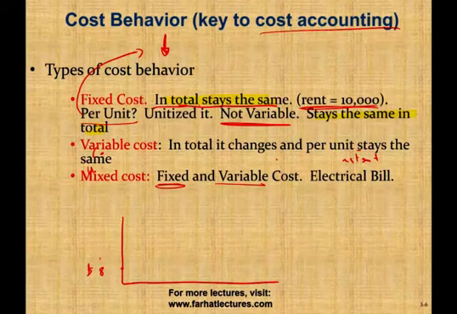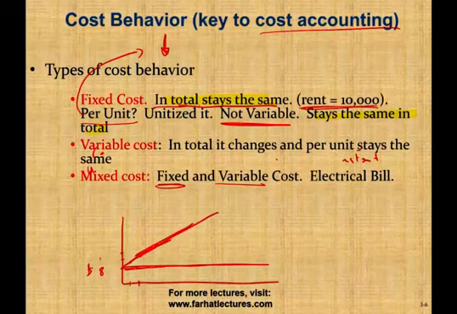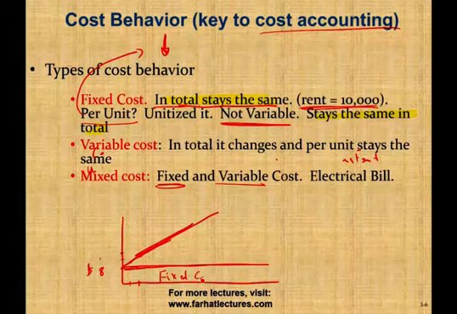Regardless, if I don't use my utilities at all, I still have to pay $8. Then, as I consume more electricity per kilowatt, I pay more. For example, for each kilowatt, let's assume $1. So one kilowatt, another dollar, another kilowatt, another dollar, and so on and so forth. A mixed cost would look something like this. This is the fixed component, the fixed cost, and this is the variable component. So this is what a mixed cost would look like.